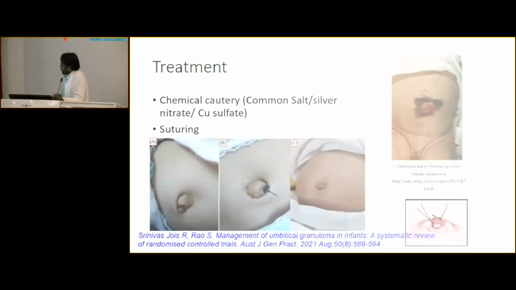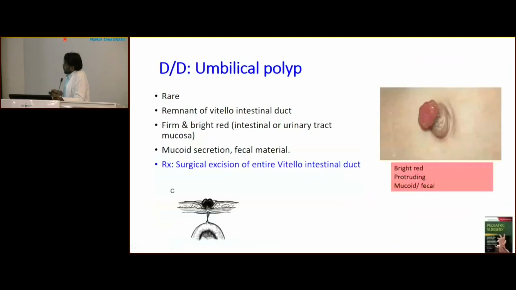The differential is an umbilical polyp, which is a very, very rare entity, a remnant of the vitellointestinal duct, and it's a firm, bright mass, which is either intestinal tract or urinary tract mucosa. So mucoid secretion is usually seen, unlike here, which is a serous secretion, and fecal material may be seen at the opening of the lesion.